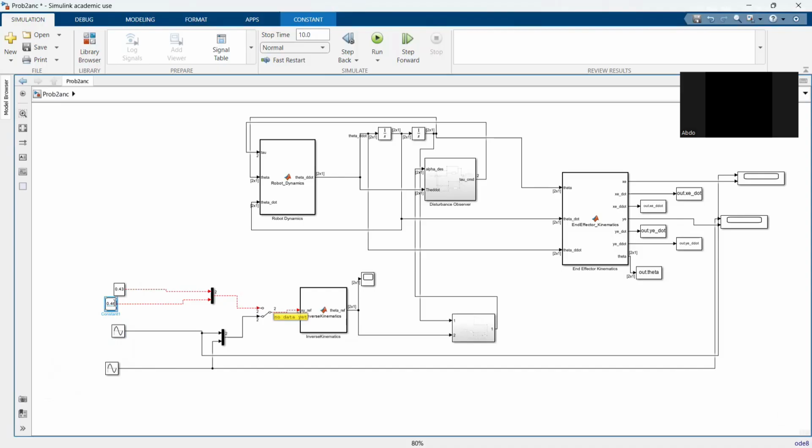In our problem 2, our goal is to control the position of the end effector. So instead of applying a direct torque, like what we have done in problem 1, we have given it a desired reference, xe ref and ye ref.